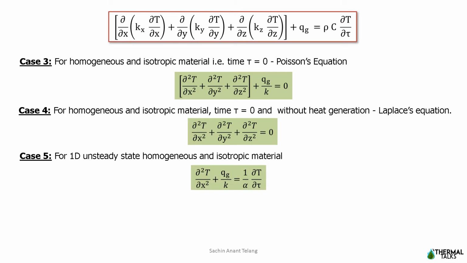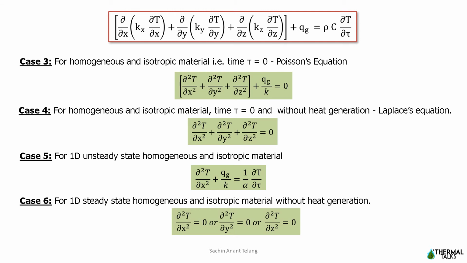After that we have case number 5. Now it is a one-dimensional unsteady state. One-dimensional means there is a temperature gradient either in the x direction, y direction or z direction. For convenience I have taken the x direction here, dou square T by dou x square, and there is a heat generation Qg, and since it's an unsteady state the time factor has come into the picture. And the last one is again one dimensional steady state, homogeneous isotropic material without heat generation. Now there is no time, there is no heat generation, there is only temperature gradient.